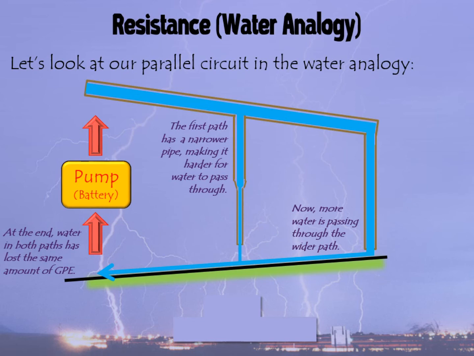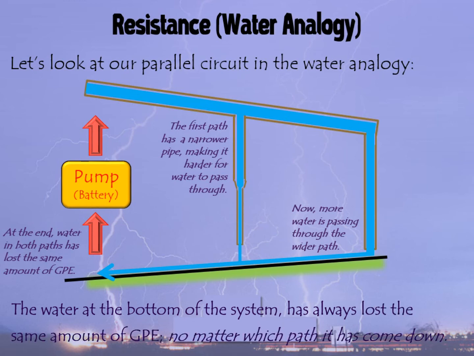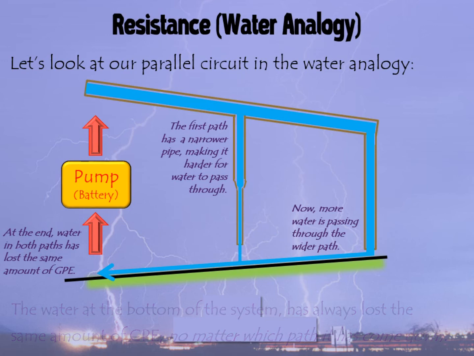The wider path is still passing out a lot of water, and so what is the difference between these two? The water going in at the top comes out at the bottom, and it has lost a certain amount of gravitational potential energy because of its change in height. And by using a pump, a battery, in the electrical case, we can pump that water back up to the top. We put in this energy from the pump. However, the water at the bottom of the system has always lost the same amount of gravitational potential energy, no matter which path it came down. It always gets to the same height at the bottom.